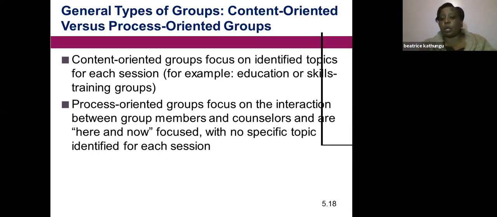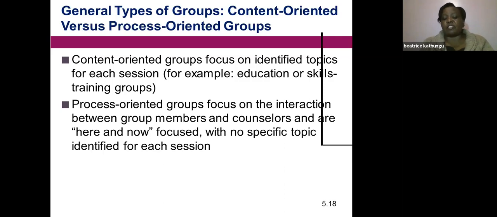Sometimes it could even be to our staff. We have identified a certain area of concern among our staff, maybe self-care among staff. And we have a content-oriented group where we focus on discussing or being trained on self-care. And once that is over, that comes to an end, and the focus of every session is basically the content.